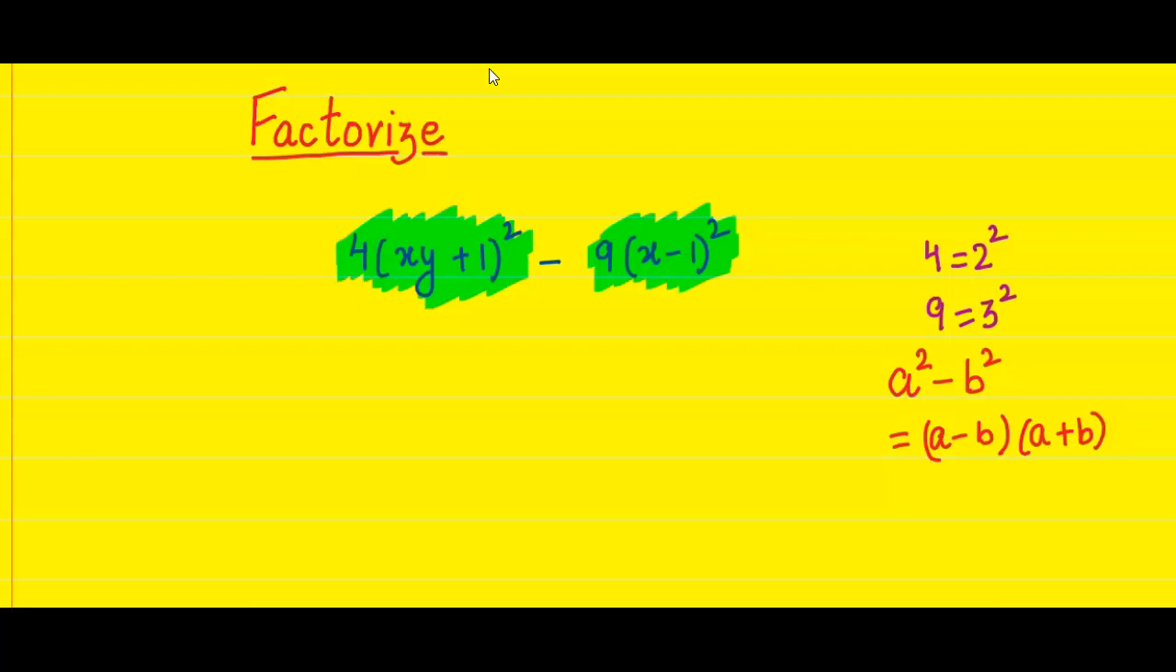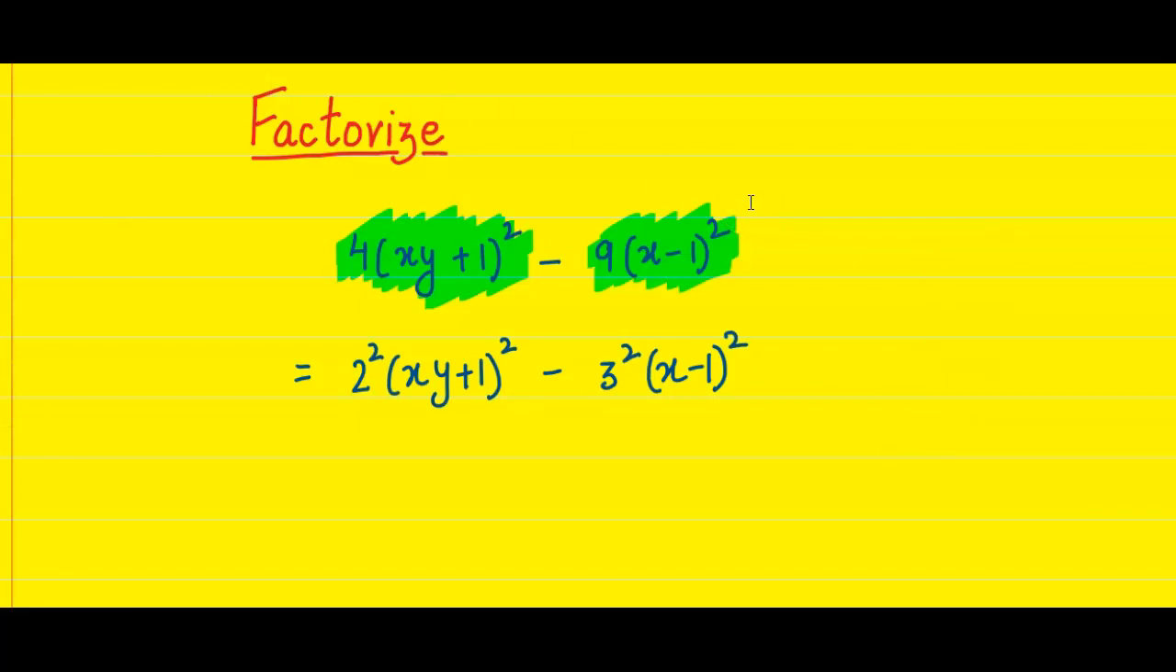So, let's do that. We are going to write 4 as 2 square and xy plus 1 whole square will be written as it is. Then 9 as 3 square, x minus 1 whole square will be written as it is.